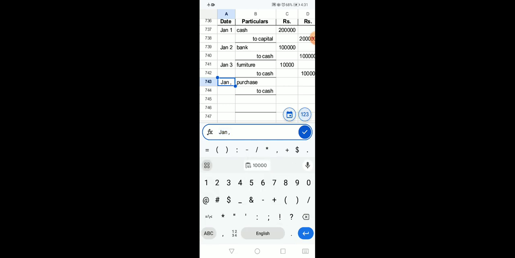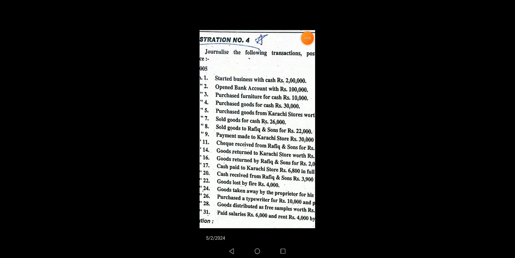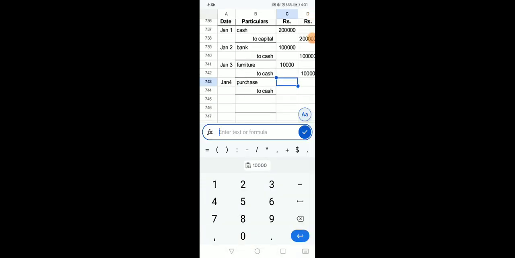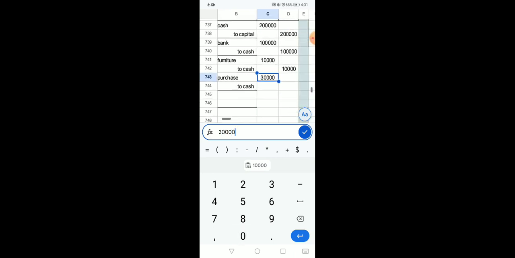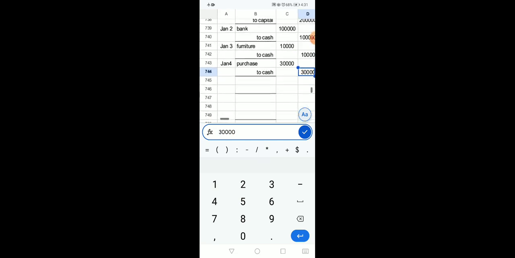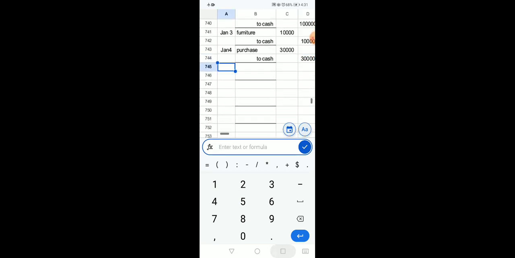We should be writing the date first. January 4, you have purchased goods for cash. How much amount have you paid? That is 30,000. So you need to put 30,000 on the debit side, and the same amount you are supposed to write on your credit side as well. The rule is very simple: credit and debit sides will always be equal. January 4 is completed. Now we will see what January 5th is saying.